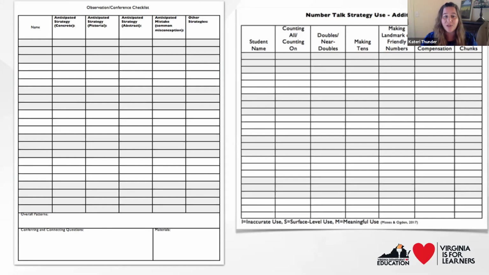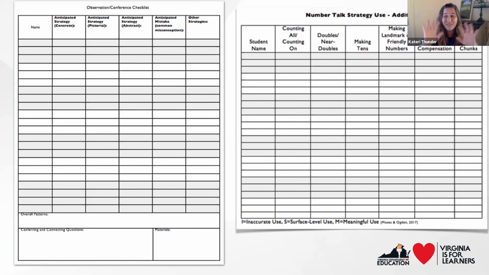So perhaps they're just using that double strategy that we practiced in the near double strategy from the number talk. Maybe they're using it inaccurately when they're working by themselves, or maybe just as a surface level, but they're not really using it to manipulate more challenging numbers, or maybe you can see some meaningful use.